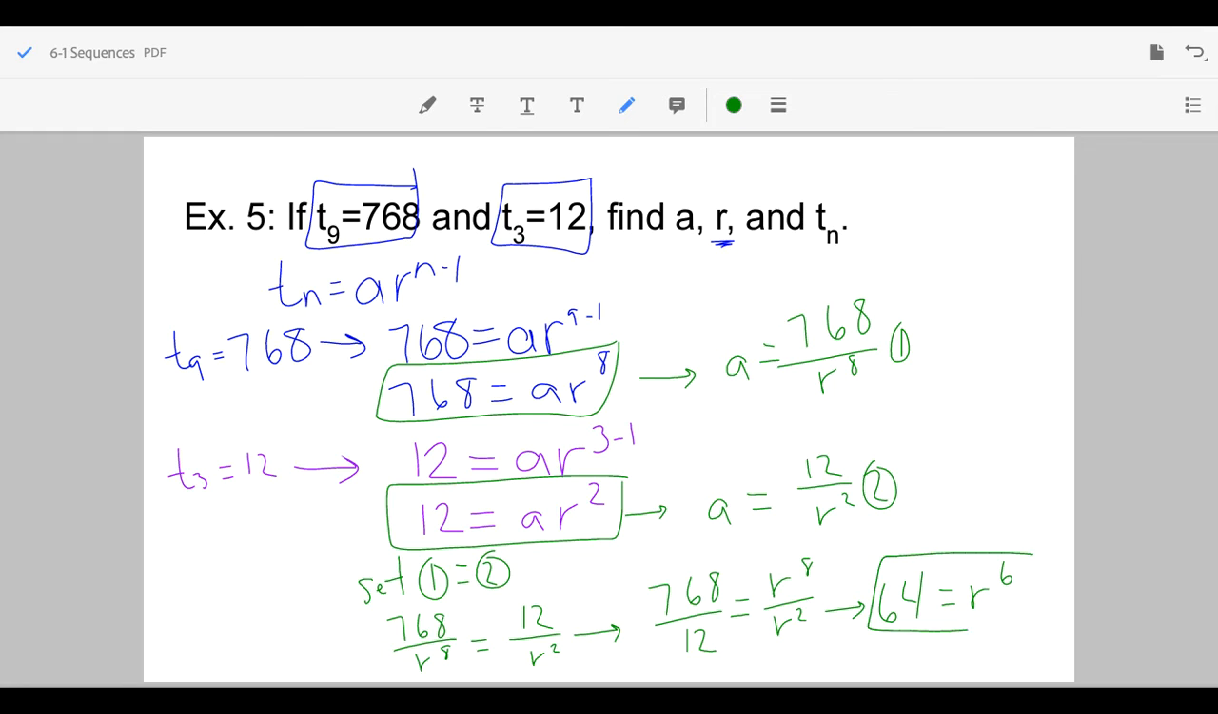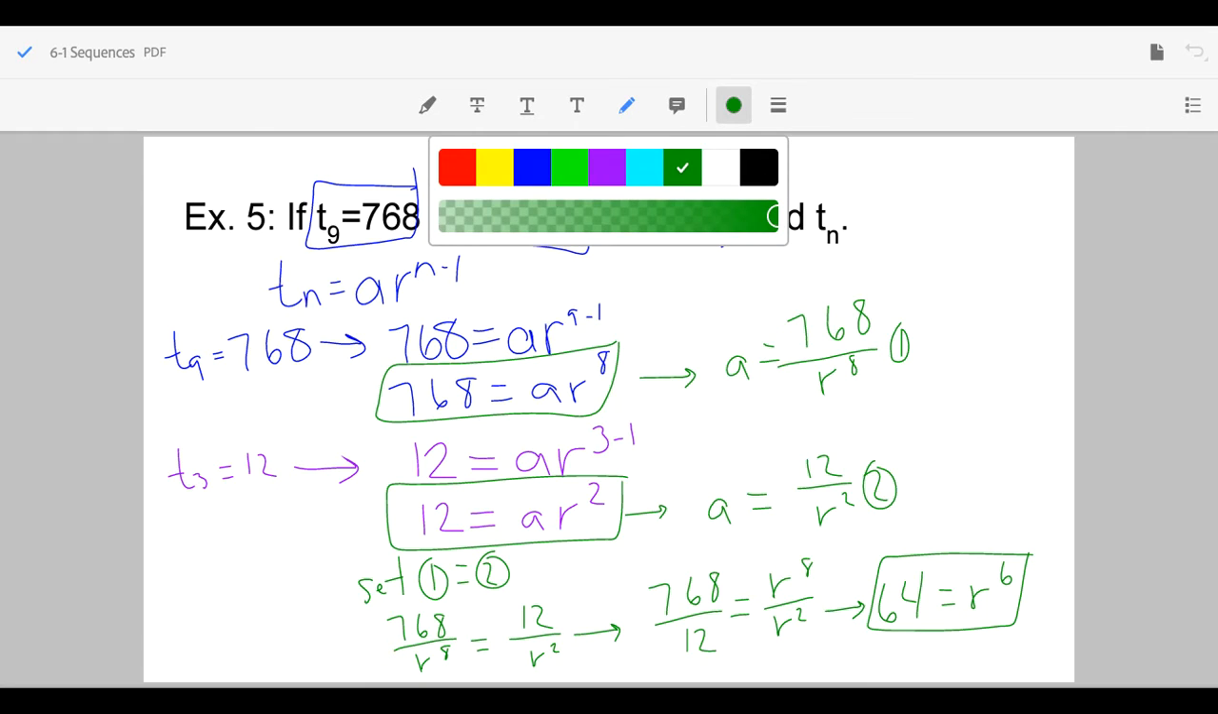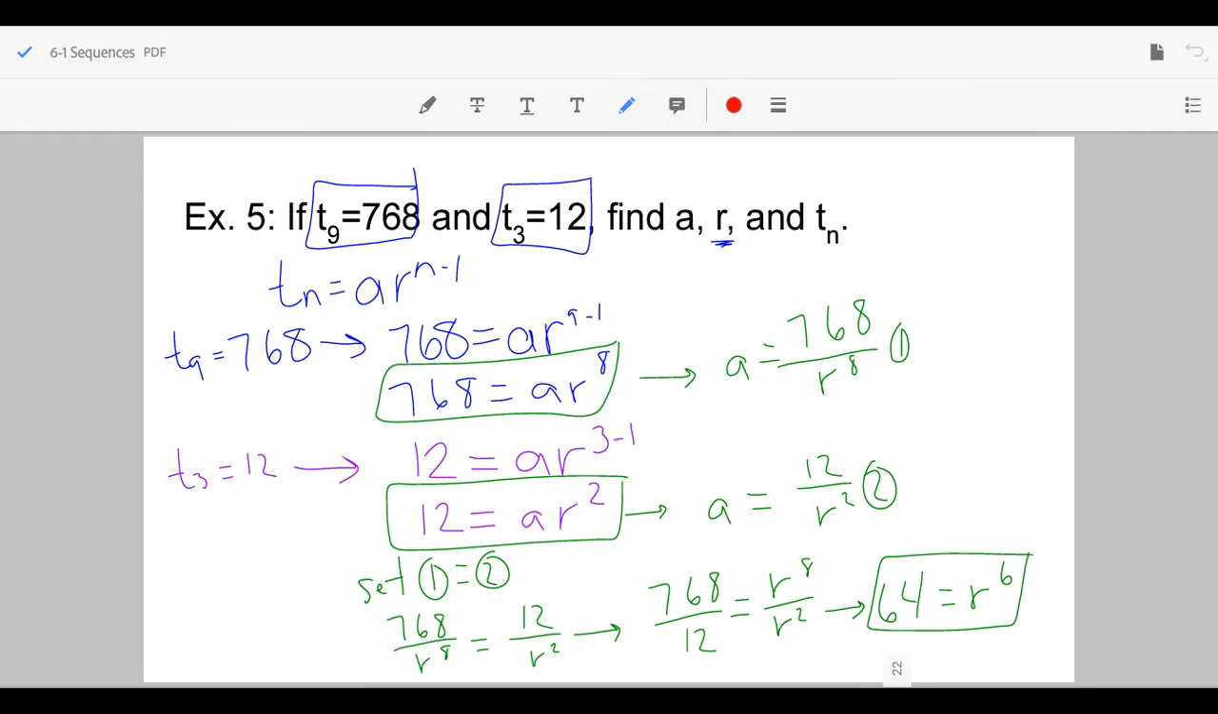Now the way we solve this is just like something squared and something square rooted are the opposite of each other. Something to the exponent 6 and something to the 6th root.